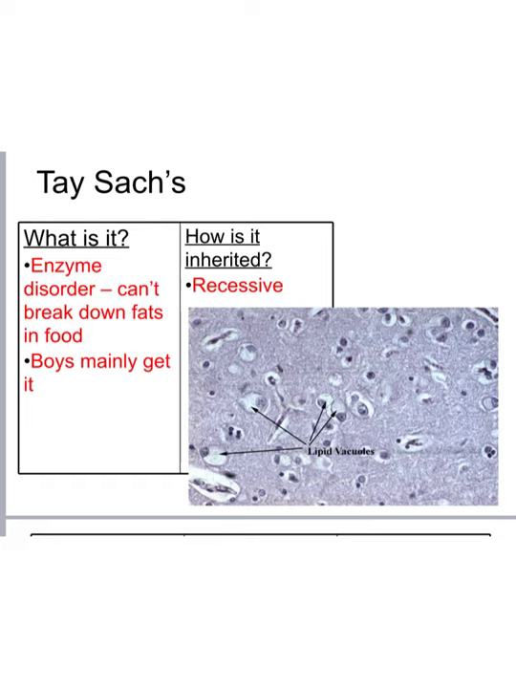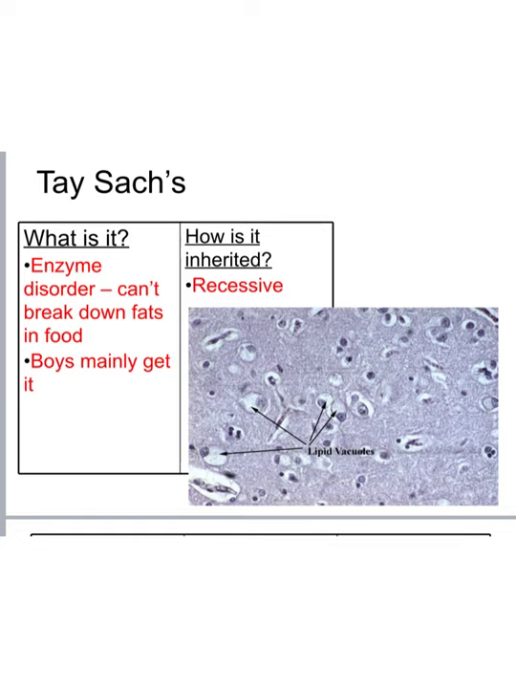All right, our next genetic disorder is Tay-Sachs. Tay-Sachs is an enzyme disorder similar to PKU. In PKU, remember, they couldn't break down the amino acid that's in protein. Well, it's very similar. In Tay-Sachs, they can't break down fat. So you can see in the picture that these lipids, that's fat, remember, and they get stored in vacuoles, and this happens in the brain.